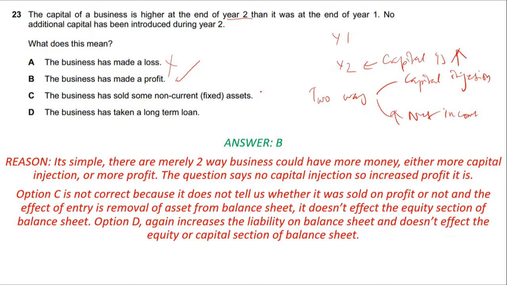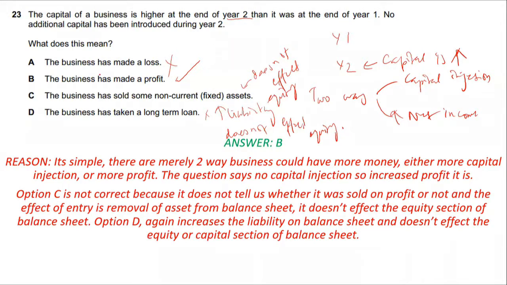because the sale of a fixed asset provides some revenue, but this does not affect equity. It rather reduces the fixed assets amount on the balance sheet. Option D, the business has taken a long-term loan. Again, this provides money, but this also increases liability, and does not affect equity. So the correct option for multiple choice 23 is option B.